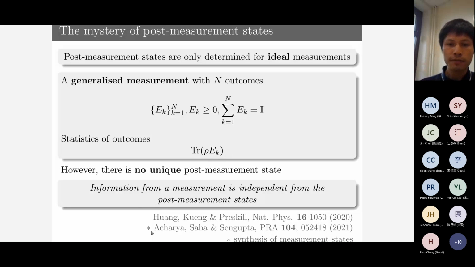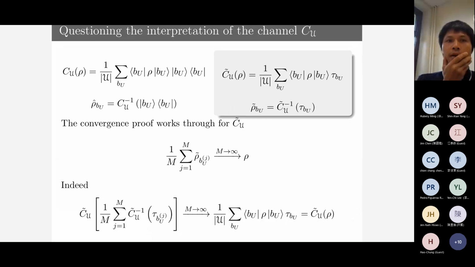We emphasize that there's already some other approach which tries to do shallow tomography by means of trying to synthesize this post-measurement state of the measurement. But this is, as I said, not what we are going to do. So now, if we get rid of this interpretation of the post-measurement state, how do we understand this channel? And how do we understand this convergence?